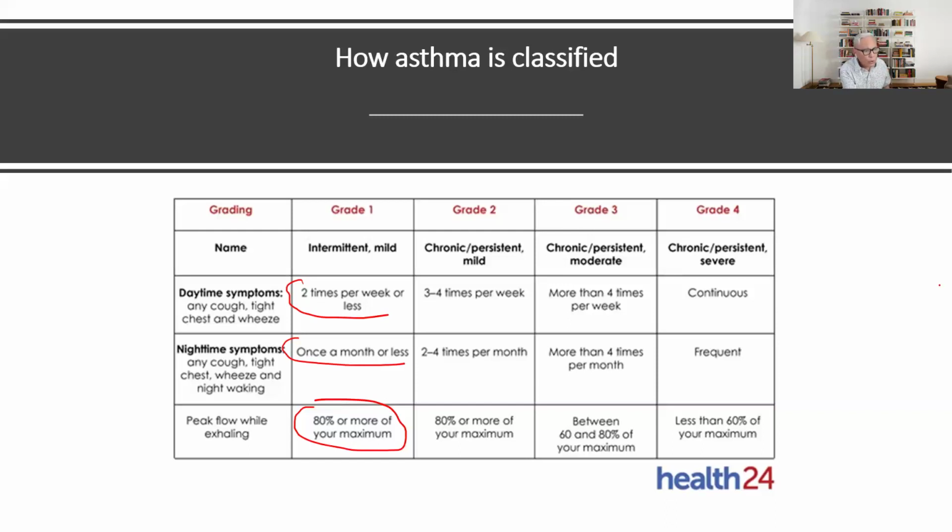But look, when you go to grade 3 and grade 4, you now have your 60% to around 80% of your maximum best, but there are more frequencies of symptoms. So it's more than 4 times per week. And as far as nighttime symptoms are concerned, it's going to be 4 times per month as well. So this is just an idea for you to be able to classify patients who are presenting with asthma.